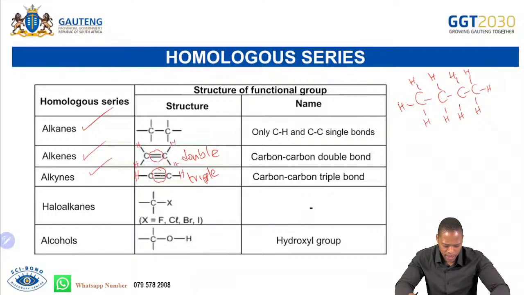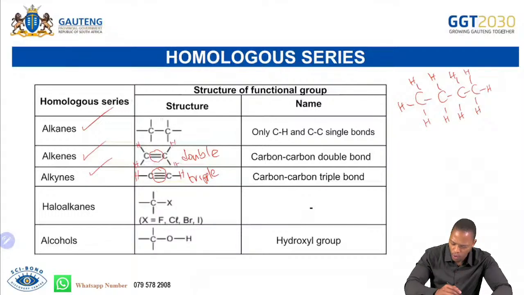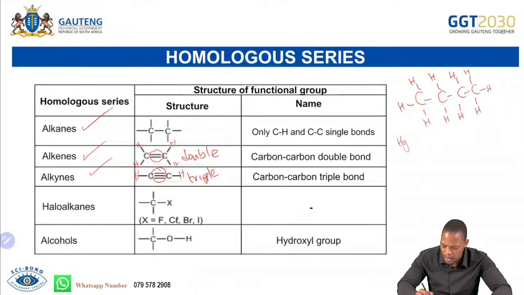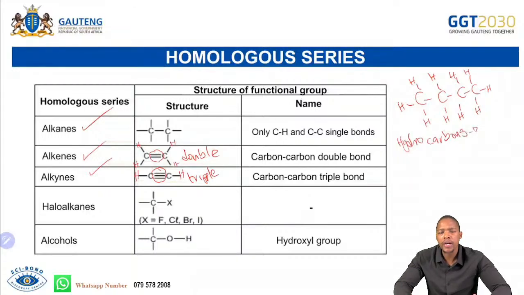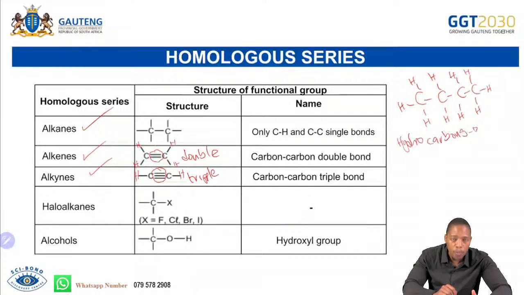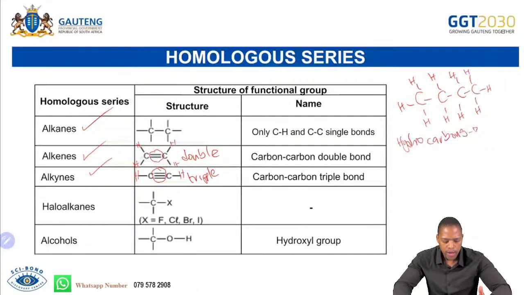So what does that make all three of them again? Hydrocarbons, that we talked about. These are organic compounds containing hydrogen and carbon atoms only. There is no other atom that you will find in alkanes, alkenes, and alkynes.